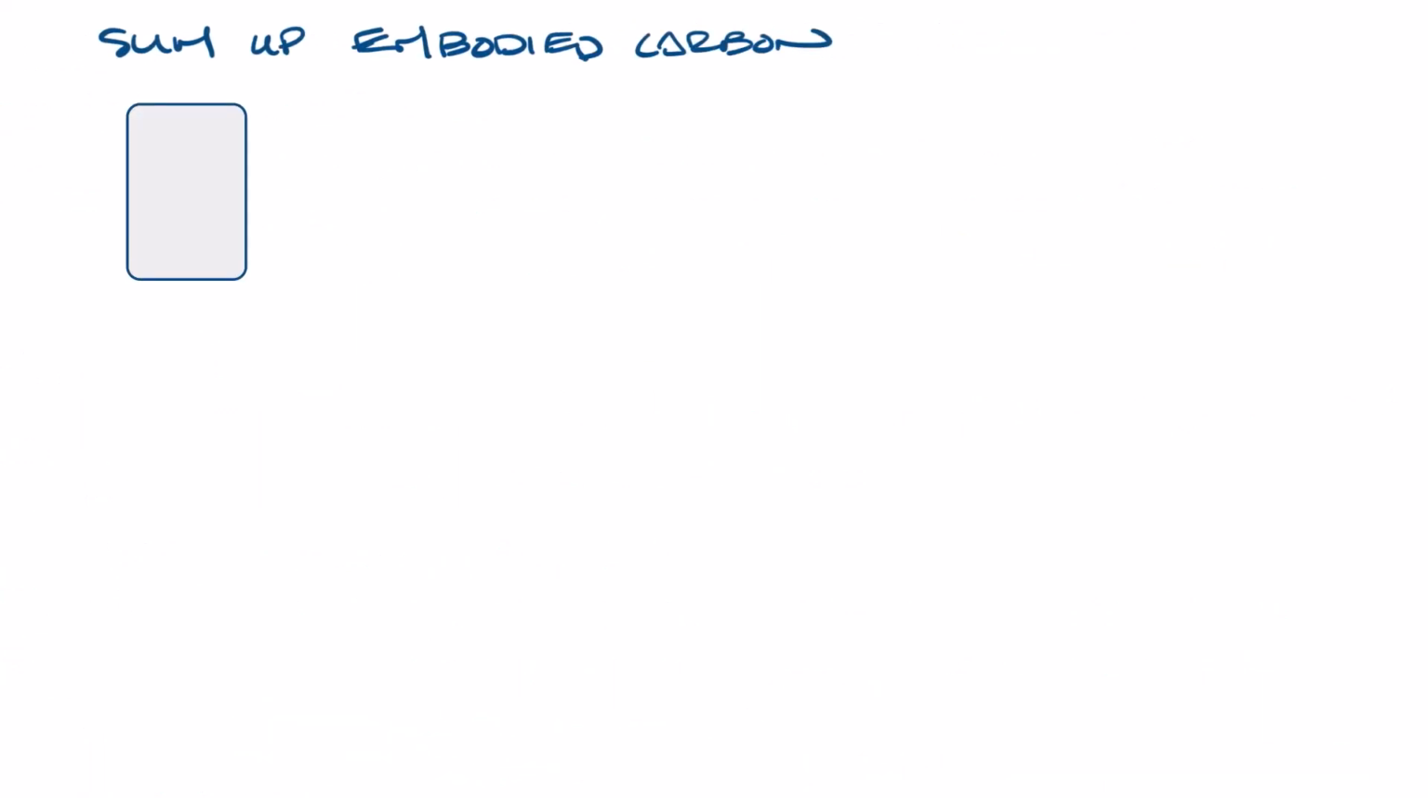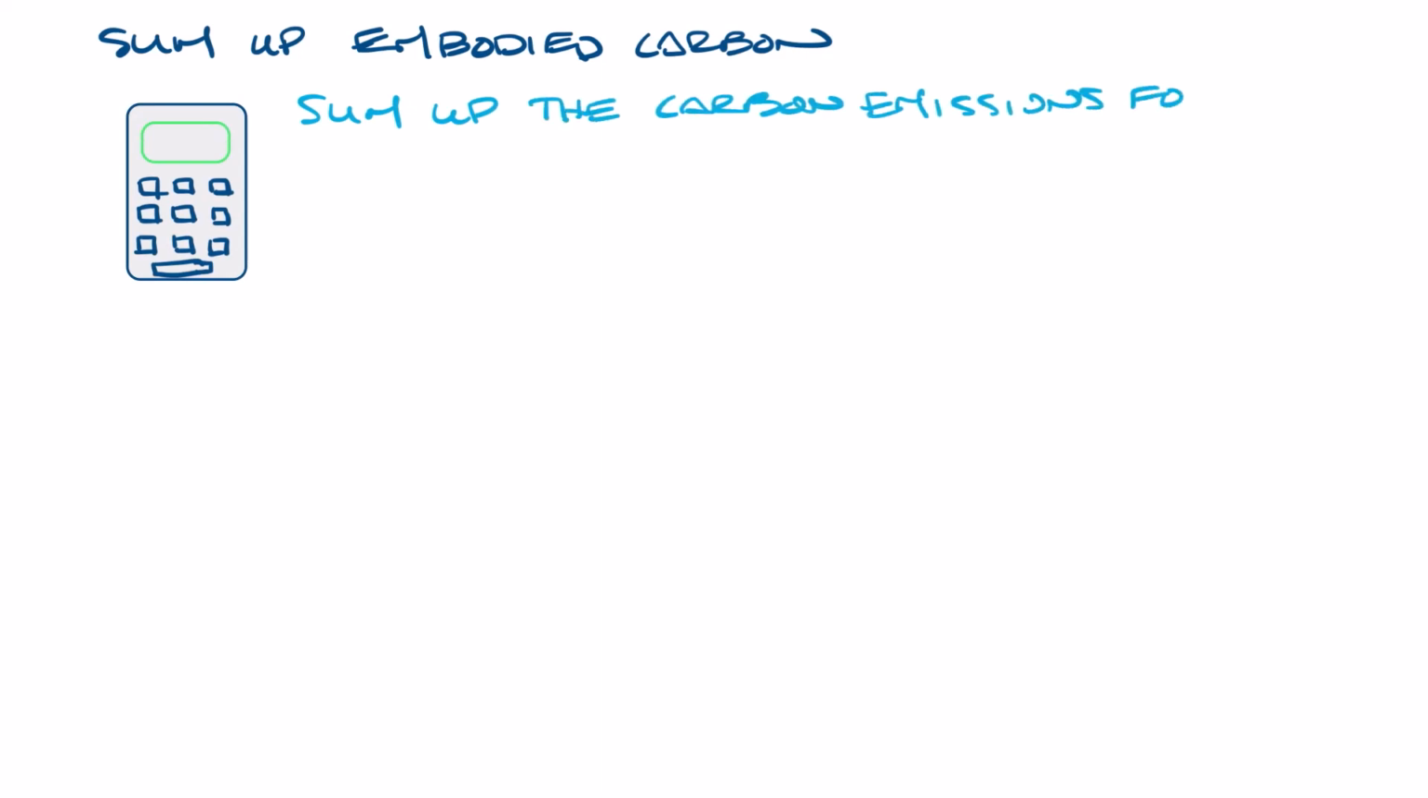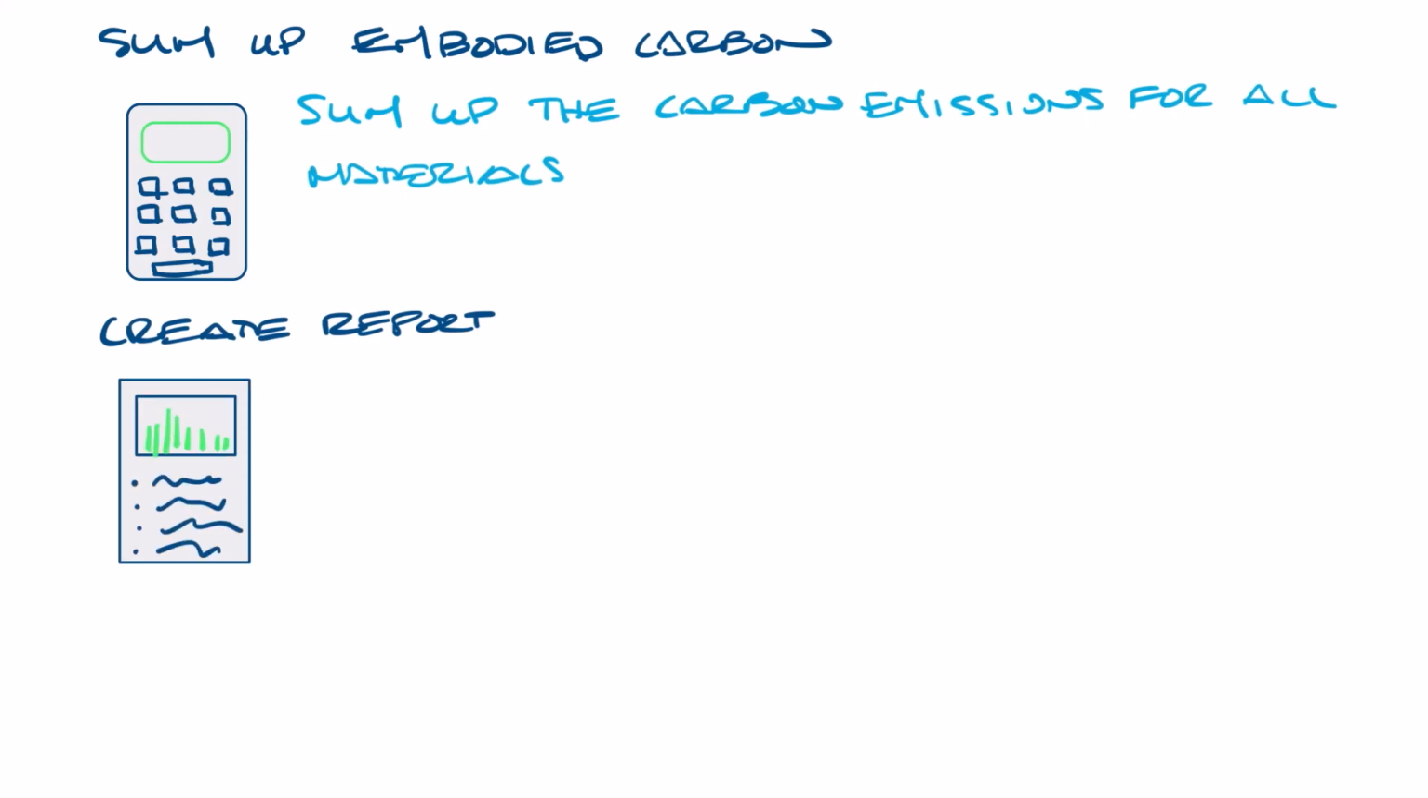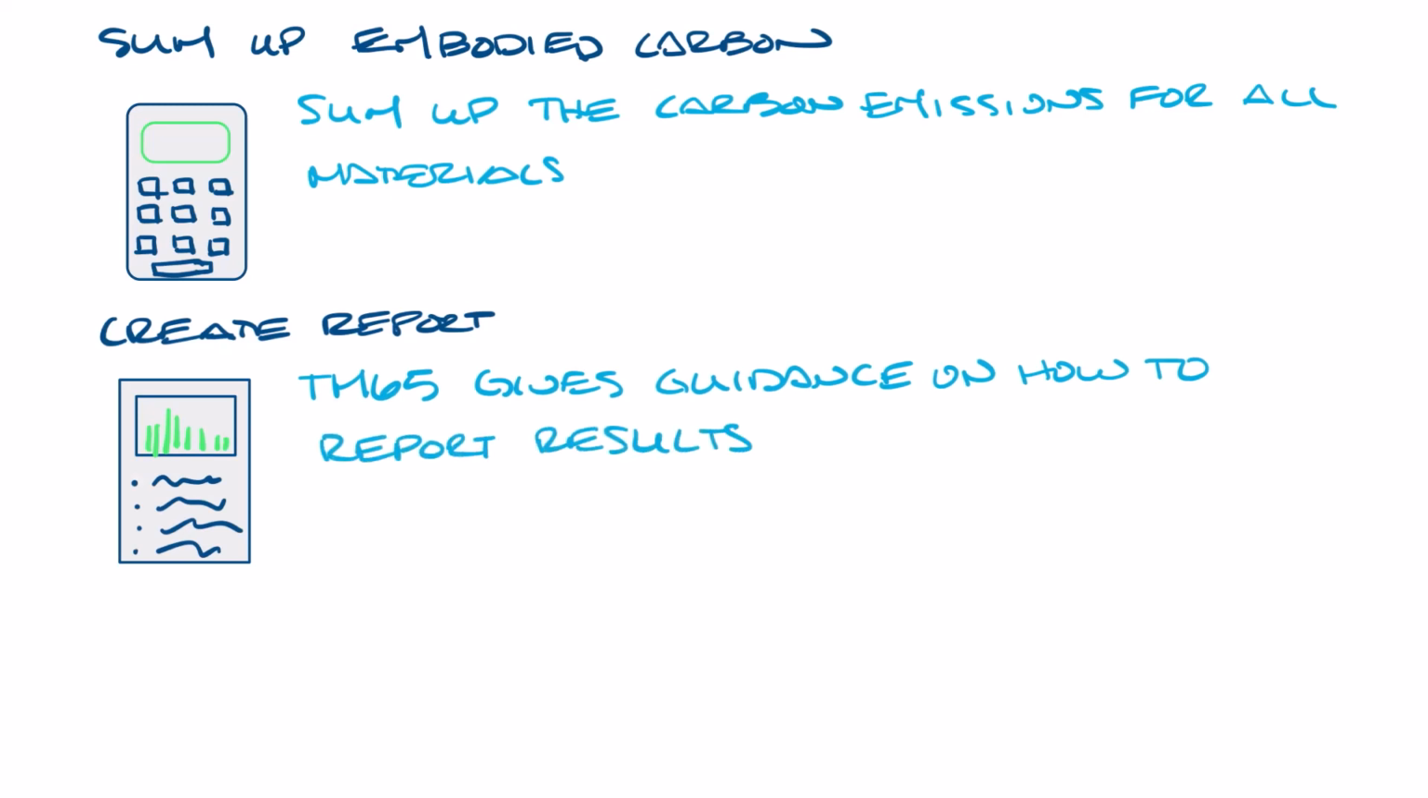Next, we sum up the embodied carbon. The sum of the carbon emissions for all the materials is totaled to make the sum of the embodied carbon of the product. And then we create the final report. TM65 provides guidance on how to report the results, ensuring transparency and consistency. This report can then be used to compare different HVAC equipment.